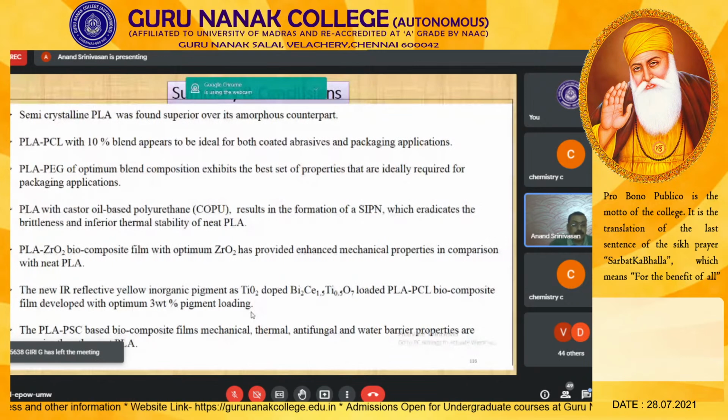Then we were able to make IR reflective yellow inorganic pigment loaded PLA films. And PLA peanut shell carbon composite exhibits better mechanical, thermal, antifungal, and antibiotic properties that are really needed for industrial products.